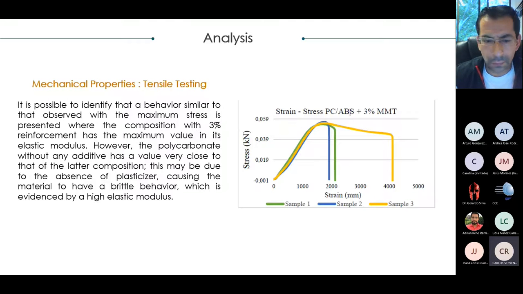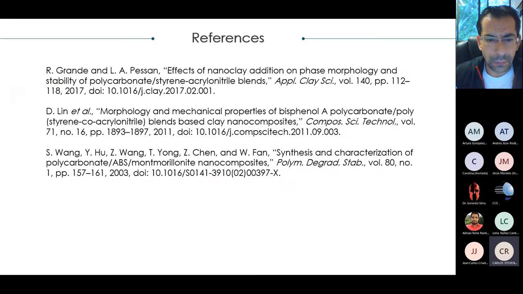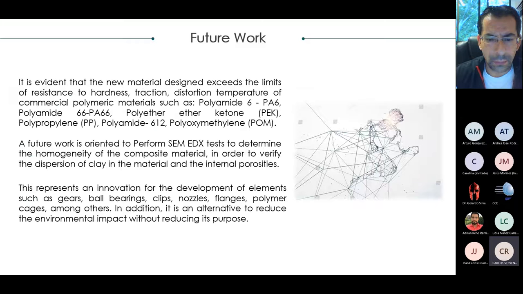The 3% represents a big hope to improve the material in other applications, as I said before. If we have the best values, we can apply this to gears, ball bearings, clips, nozzles. That's an alternative to improve this industry. Okay. Thank you.